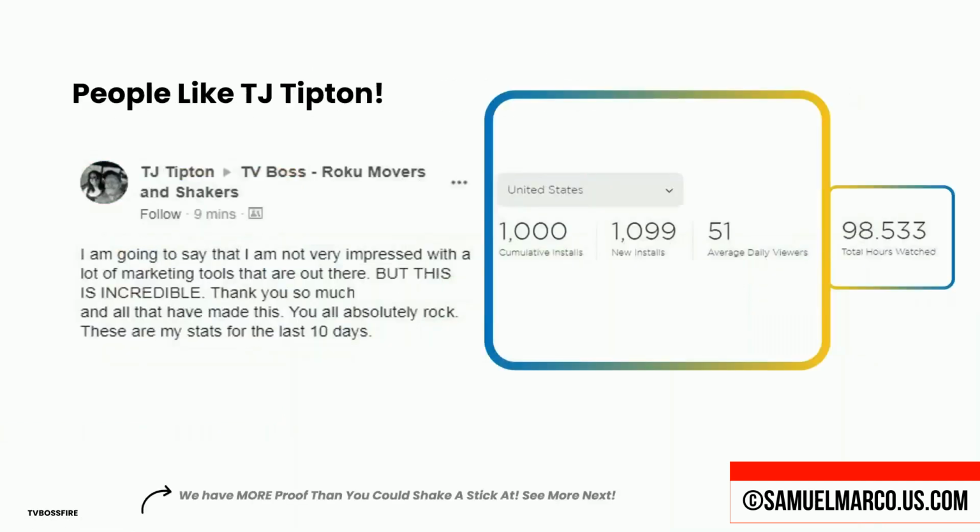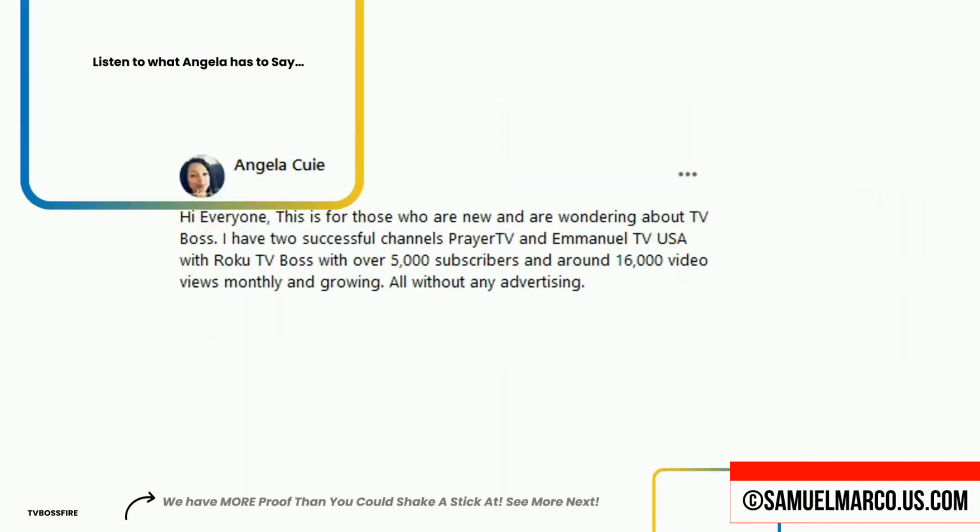And people like TJ Tipton got great results. He says, I'm gonna say that I'm not very impressed with a lot of marketing tools that are out there, but this is incredible. Thank you so much, and all that have made this. You absolutely rock. And these are my stats for the last 10 days. And he got 1,099 new installs. Now that's pretty impressive, right? For your first ever TV channel in the first 10 days of creating it. And that was organic as well. And we really do have a lot of people getting great results.